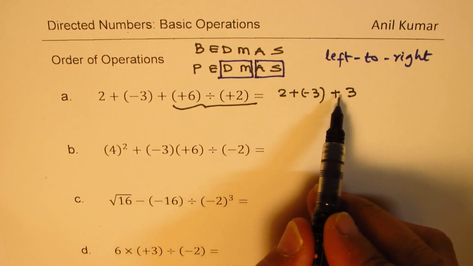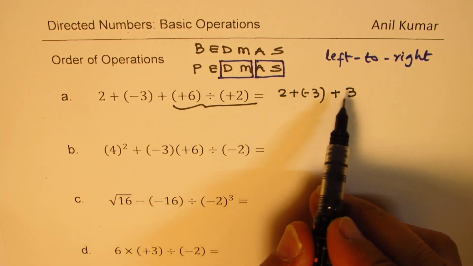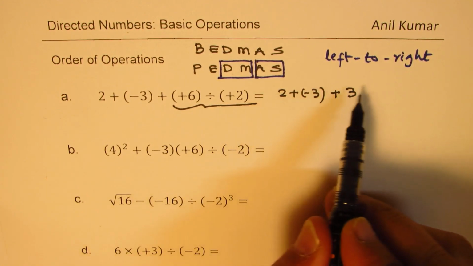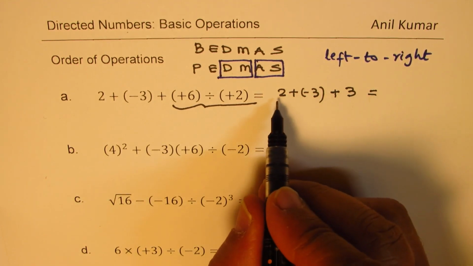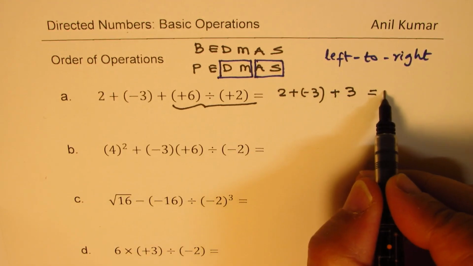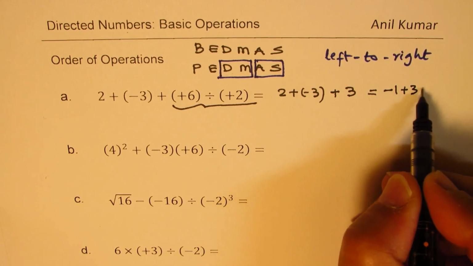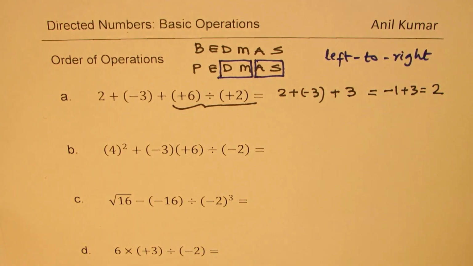Now we have addition and subtraction. So what we are going to do is we are going to do from left to right. Is that clear to you? So 2 minus plus 3 is minus 1 plus 3, and that gives you plus 2 as your answer. Is that clear to you?